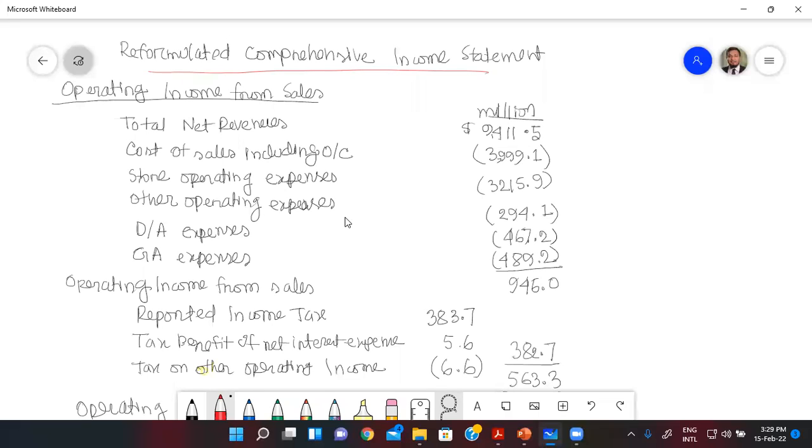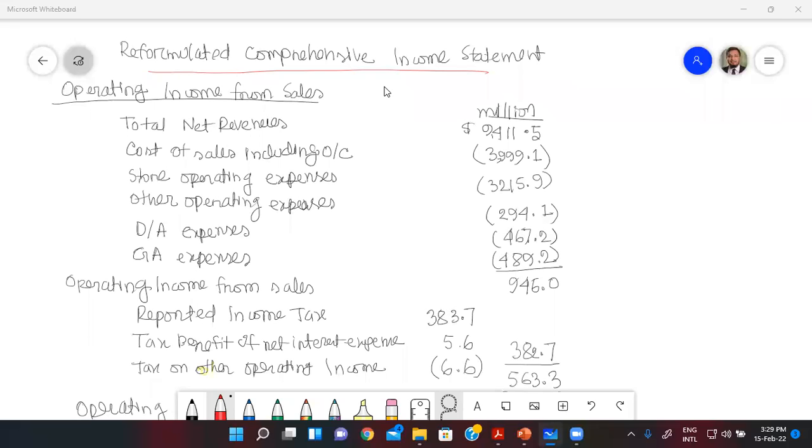The next task, based on our requirement. Okay, what we are going to do. Now let's turn to page number 329 from your text, because we have a consolidated statement of earnings, and we would like to reformulate it.